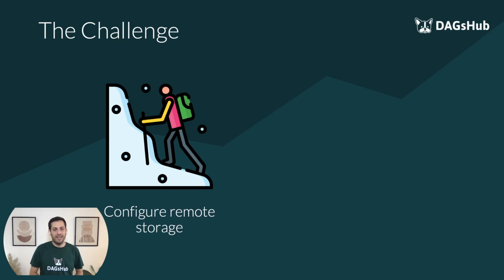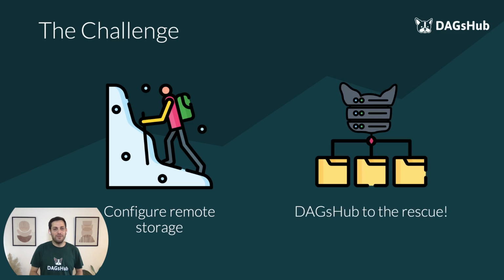And this is where DagsHub comes to the rescue. We configure the DVC remote storage that automatically connects to your repository with 10 gigabytes of free storage. All you need to do is copy and paste 4 lines of command to your terminal, and you're all set to share your data files with your team.